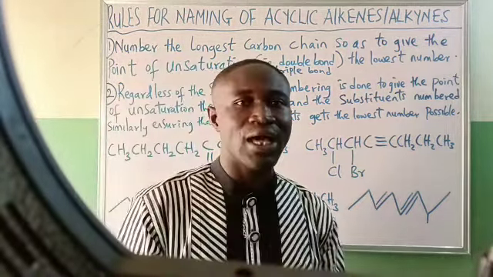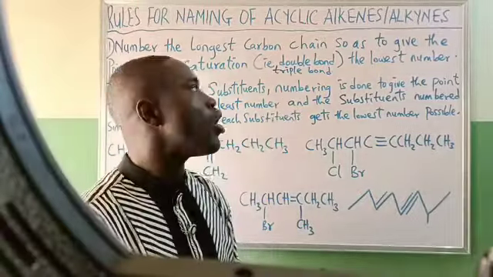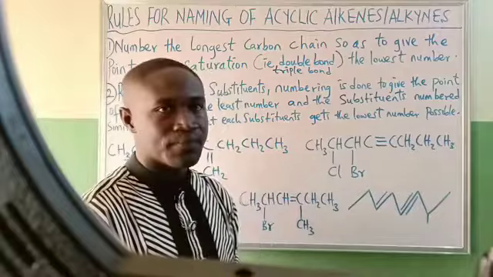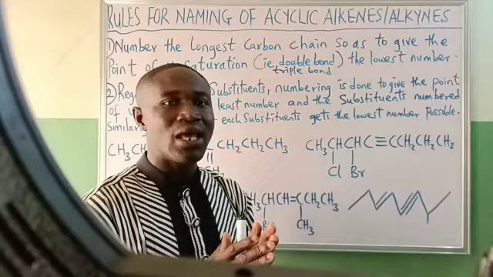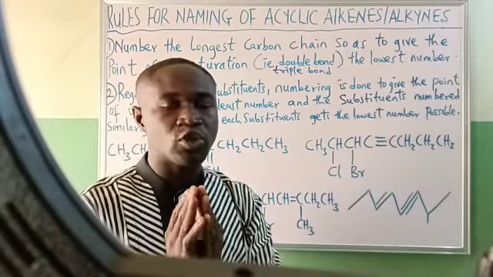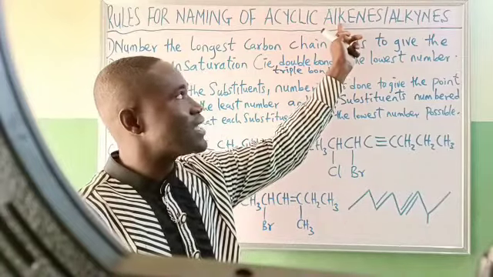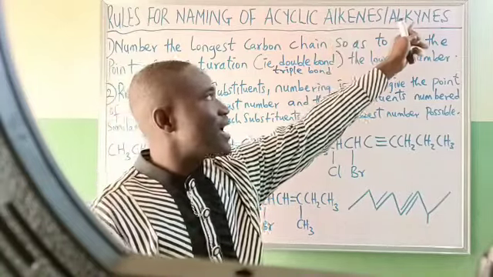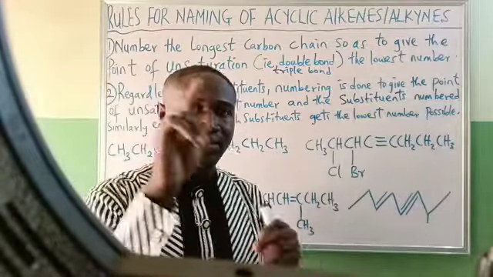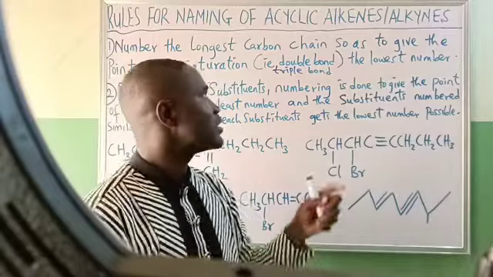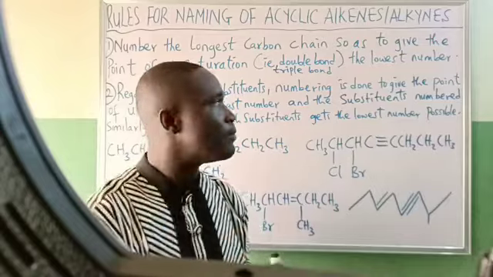Welcome again to today's class. We want to see how to name acyclic alkenes or acyclic alkynes. Note that acyclic alkenes or acyclic alkynes are unsaturated hydrocarbons. If we talk about an acyclic alkene, it means it has a double bond. If we talk about an acyclic alkyne, it means it has a triple bond. That means they are not cyclic, they are not in cyclic form. That is why we call it acyclic.